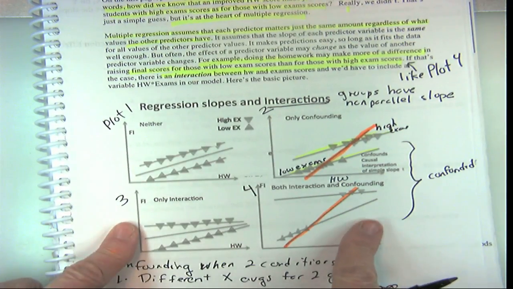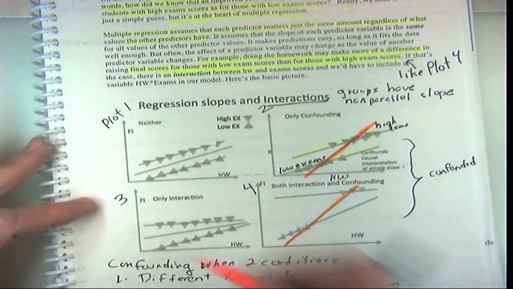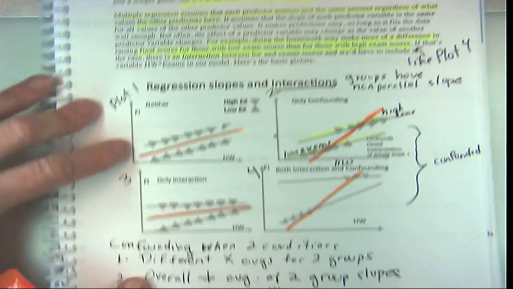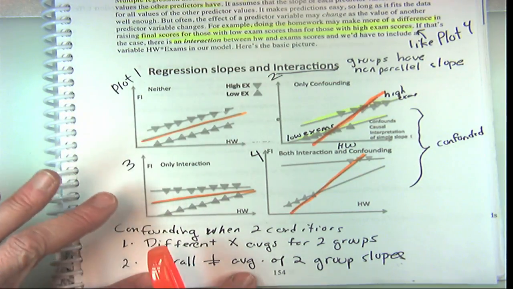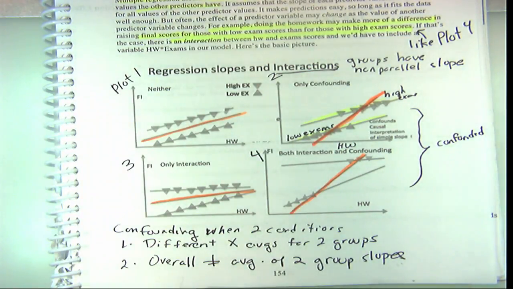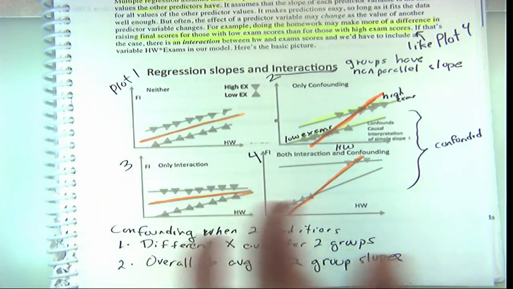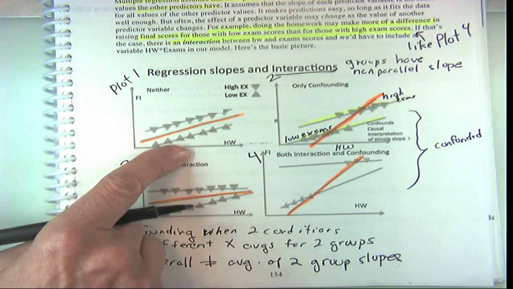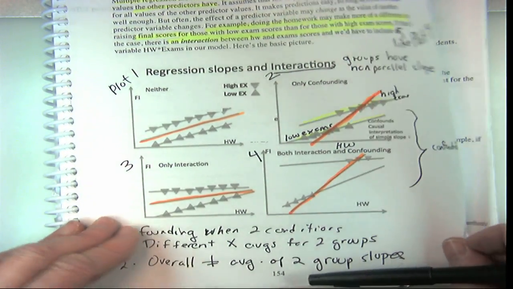Now these two have interactions. Both of these have interactions. Here are the overall slopes, but they don't have confounding. They don't have different x averages, and their overall slope is the same. So these would be uncorrelated, if homework and exams had nothing to do with each other, which is a rare situation. That just wouldn't happen very often. All right, let's move on.